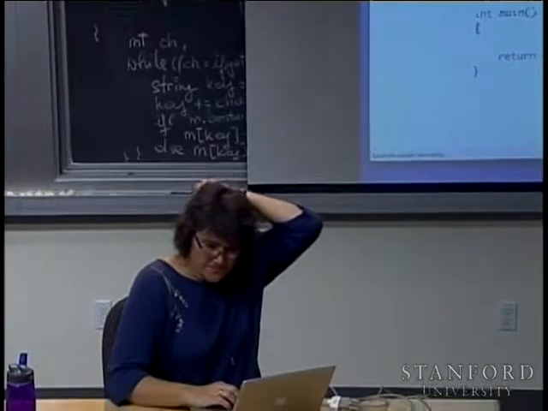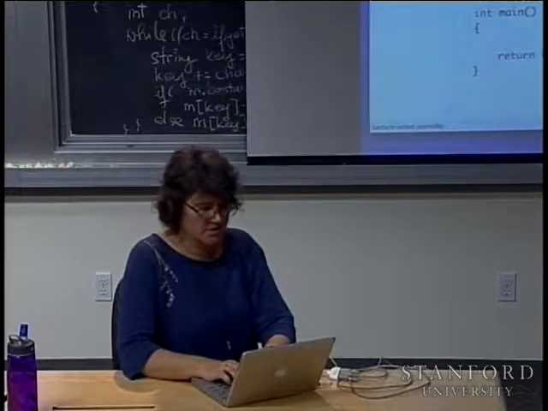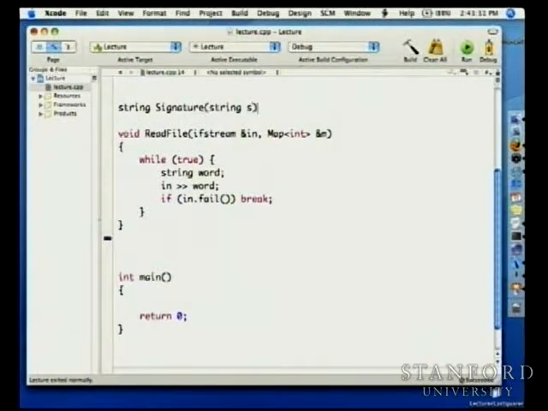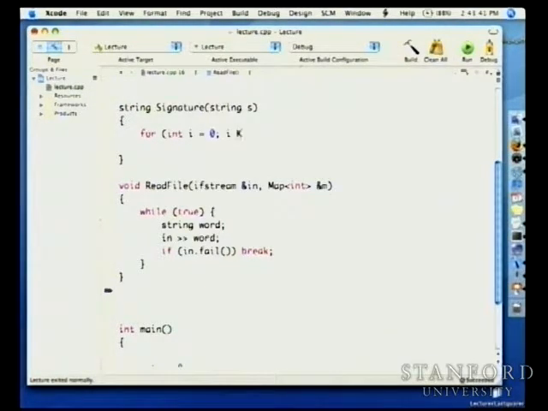Let me write the, I'm going to call this the signature function. Given a string, it's going to alphabetize it. I'm going to write the dumbest version of this ever, but I'm just going to use a simple sorting routine on this.